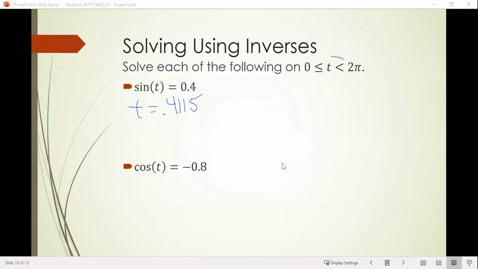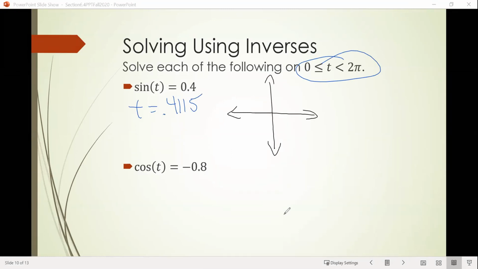However, notice we're asked to find all answers between 0 and 2 pi. And let's think about where this answer we got, this 0.4115, would be. Which quadrant would it be in? Well, we know that inverse sine only gives us answers in the first and the fourth quadrant. And since the sine value we plugged in, that 0.4, is positive, that tells us this answer should be in the first quadrant. So we're looking at, say, something right here.